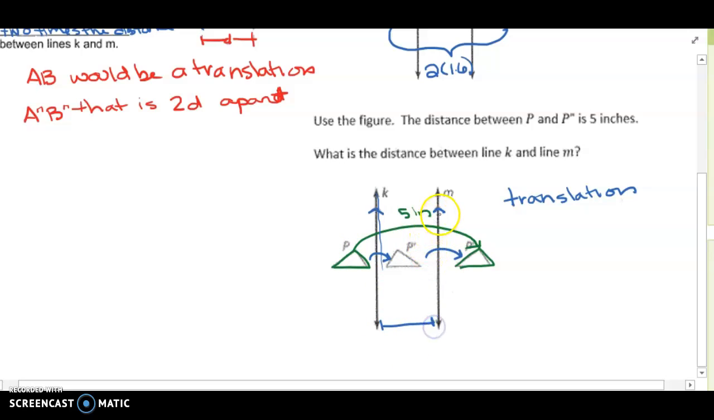Well, we know the distance from the translation is 5. We want to know the distance between the two lines. So that would just be 5. If we cut that in half, it'd be the same thing as divided by 2. And 5 divided by 2 is 2.5 inches.